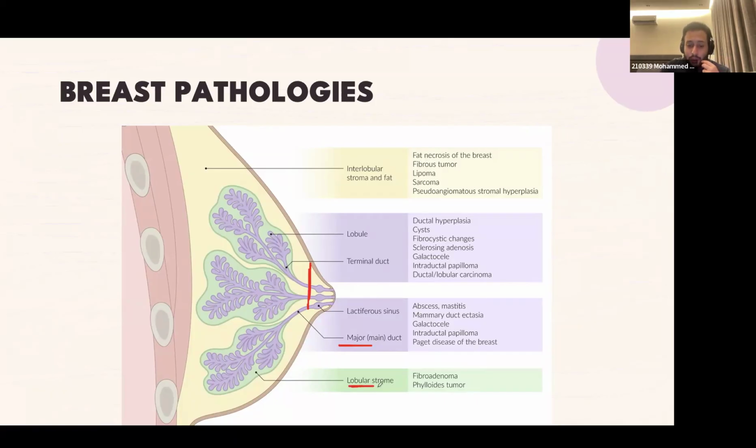If it comes from the stroma, it has two pathologies, fibroadenoma and phyllodes. We'll talk about them later. From the stroma, the interlobular, not intralobular, interlobular, between the lobes, you have the stroma and fat. You have fat necrosis, which is very important, fibrous tumor, lipoma, and so on. These are all the pathologies, and we'll talk about them one by one, all of these mainly.